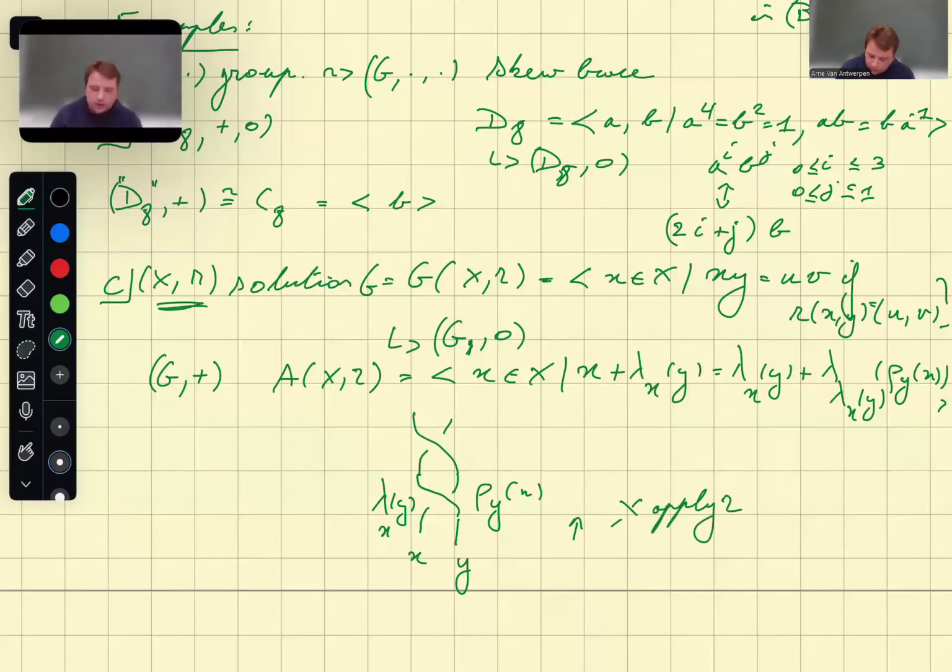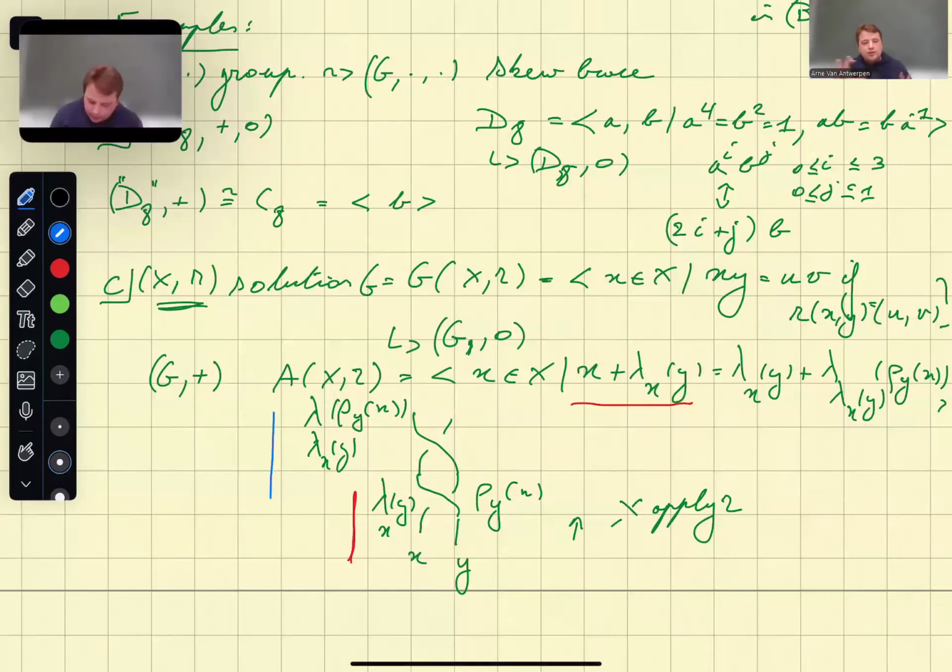Then if we look at what happens at the second time applying R, we get lambda x of y, rho y of x. And we see that x plus lambda x of y, so the bottom two constituents, is equal to lambda x of y plus the thing on top. So somehow this just reads what happens in the square of your solution on the left-hand component.